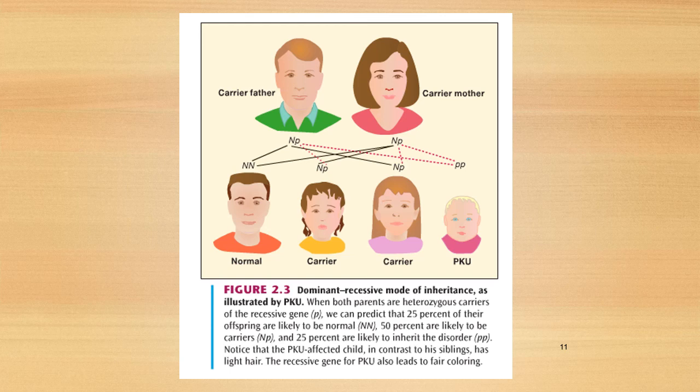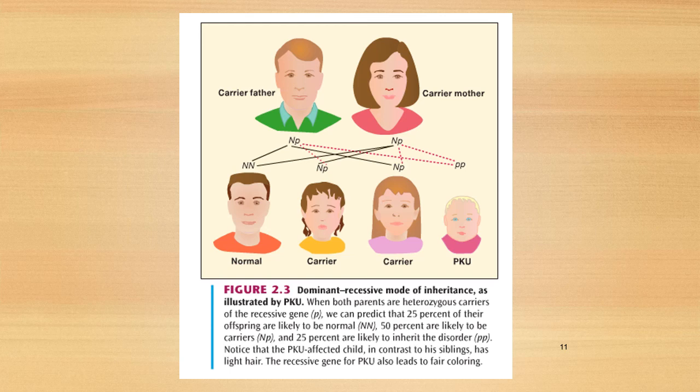And then the last one is the actual person that has the PKU. They have 2 little p, so they have 2 recessives. The only way you can have a recessive trait show physiologically is if you have two recessives together. So you can see in this diagram that there's a 25% chance that those two carriers can pass it to their child.